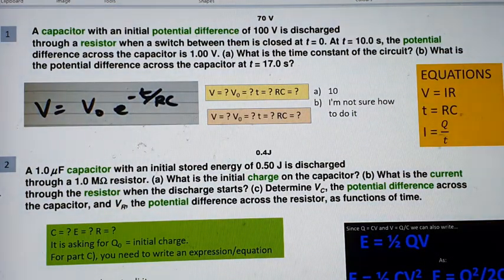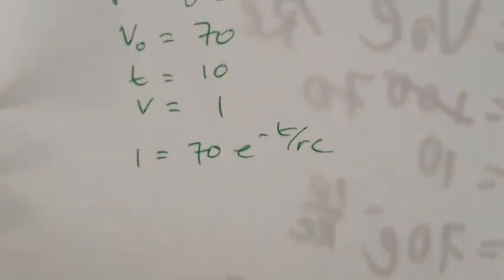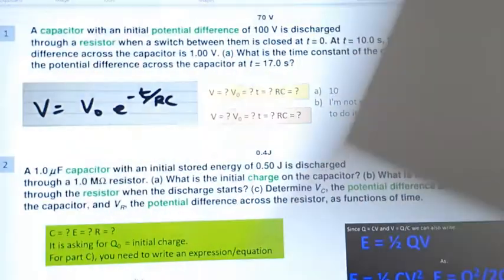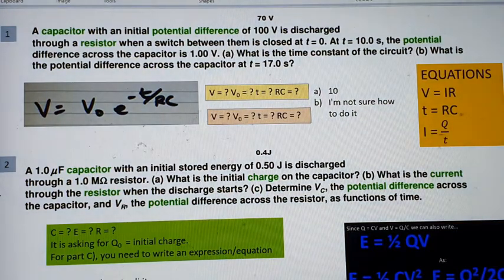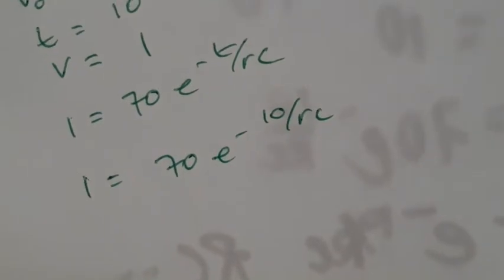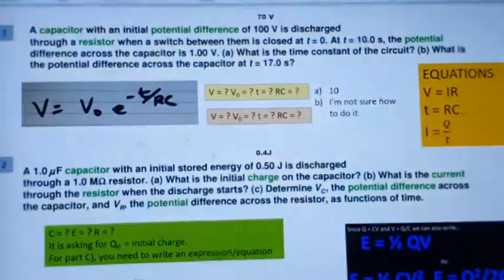So then we have 1 equals 70 e to the minus t over RC. We know that t equals 10, don't we? So 1 is equal to 70 e to the minus 10 over RC.